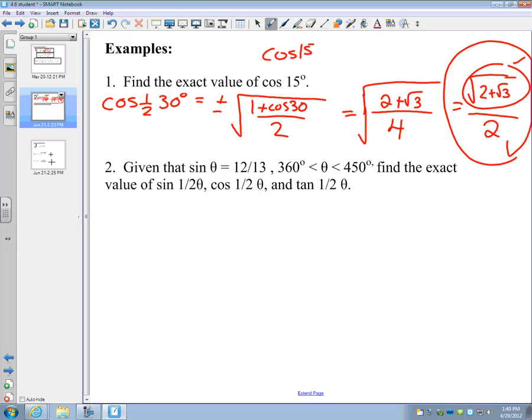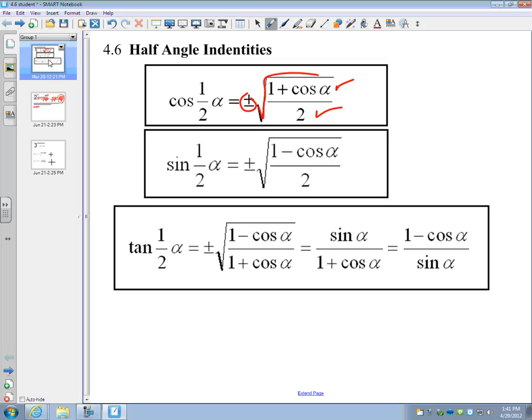Okay, a more difficult question here. Given that sine of theta is 12/13, theta is between 360 and 450 degrees, find the exact value of sine of 1/2 of theta, cos of 1/2 of theta, and tan of 1/2 of theta. So using identities, sine of 1/2 of theta is equal to plus or minus the square root of 1 minus cos theta over 2.